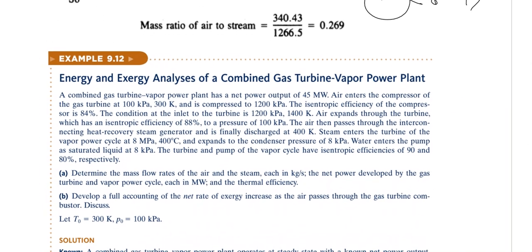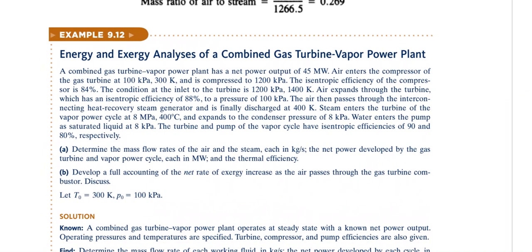Now, moving to another example, example 9.12, which is an example from Moran and Shapiro: energy and exergy analysis of the combined cycle gas turbine vapor power plant. We will not be doing the exergy analysis anyway.